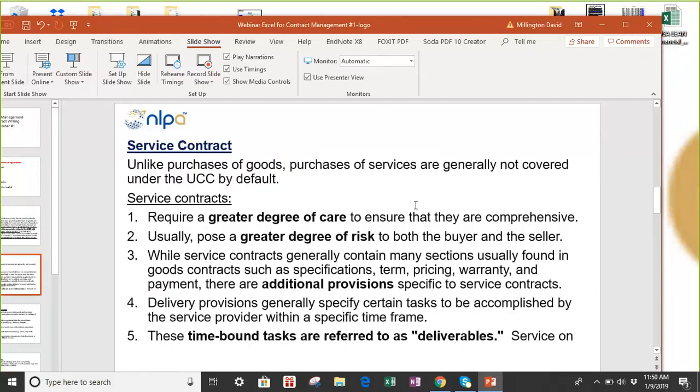And then we have the service contract, which is, I would say, a lot more complex and complicated than goods contracts, as they're a lot more involved and they require a greater degree of care, because there could be many gray areas with service contracts, and they usually pose a greater degree of risk. They're also time-bound parameters or time-bound deliverables on service contracts.